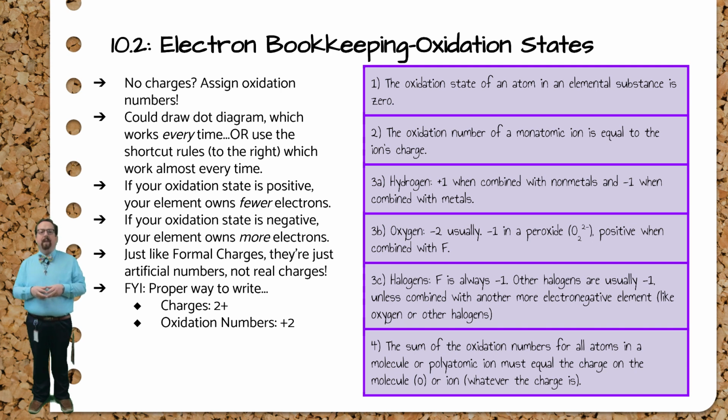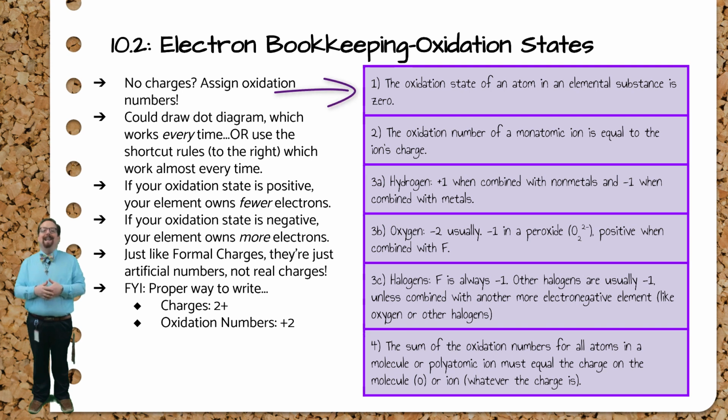If you're dealing with ionic compounds and you know the charges of each ion, then those charges are your oxidation states. Otherwise, you've got to do a little bit of work to find the oxidation states, like for each element in a polyatomic ion or in a covalent molecule. There are 4 major rules with a couple of exceptions.